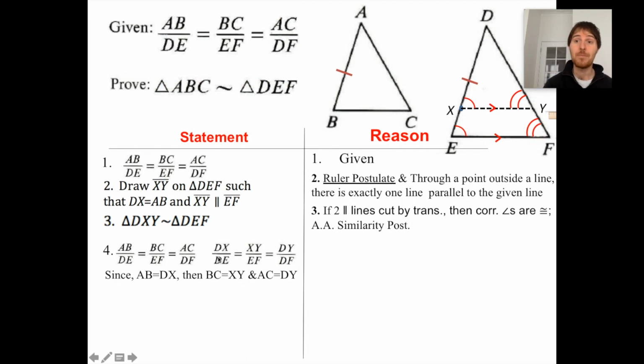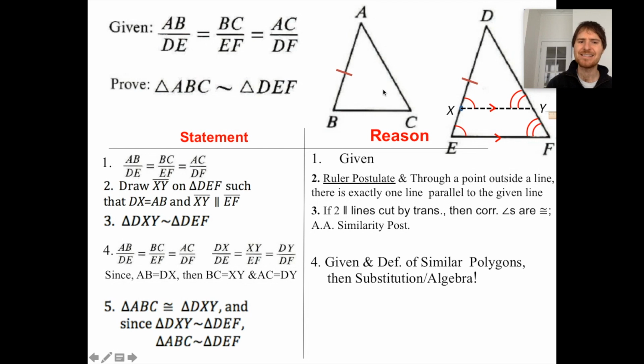Well, if you follow my logic around here, AB, we knew it had to equal DX over here because of the ruler postulate. That's how we drew it as such. But now we've deduced that AC and DY need to be the same, and BC and XY need to be the same. So now we can say, okay, next up here, triangle ABC is congruent to triangle DXY. This top triangle is congruent to that triangle.